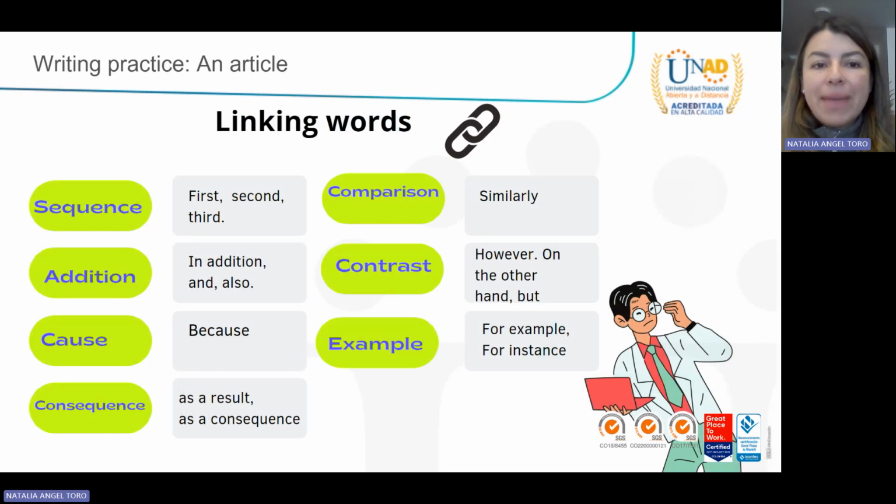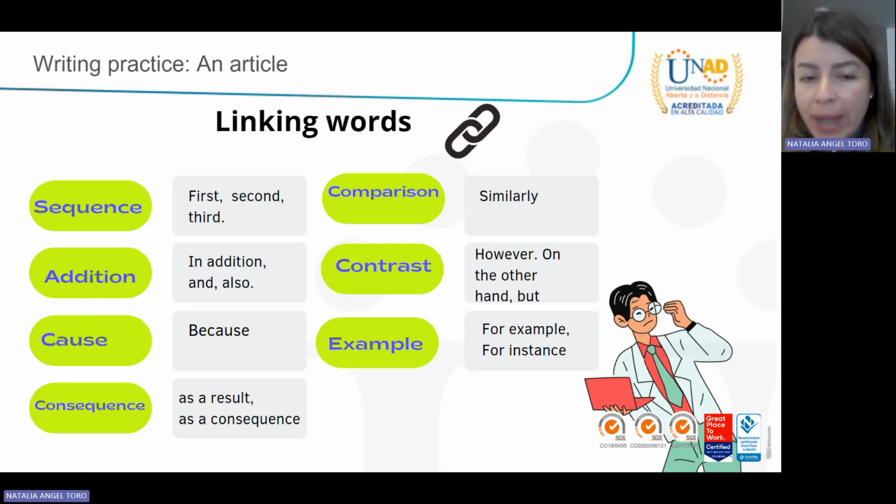I have here some basic ones because this is a basic level, but it's too important to know that those ones are linking words. Linking words help us to write with a certain kind of logic. So linking words are divided in seven classifications. So the first one is sequence. When we want to express something step by step, we can use first, second, third. When we want to add something, a new idea or an extra idea, we can use in addition, and, or also.